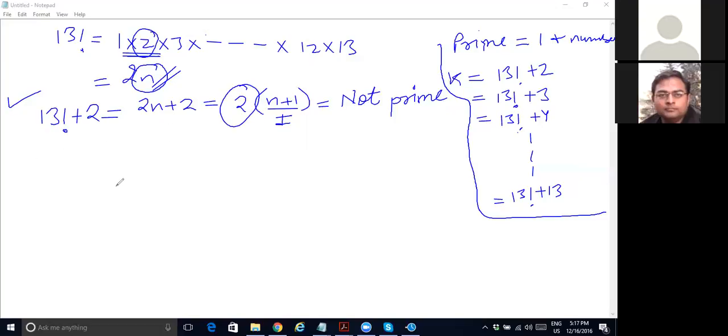I mean, n is an integer, I know that, right? But isn't 2n plus 2 just not a prime because it's 2 into integer plus 2? There's no prime that exists. For example, 2 into 4 plus 2, it'll be 10. Yeah, not prime. It will never be prime.